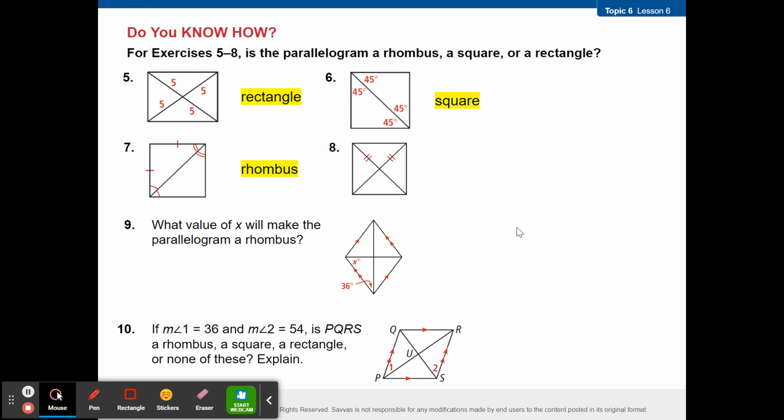How about 8? What are we thinking? Square? Rectangle. I said rectangle for 8. Here's what we do not have confirmation of for it to be a square. We do not have the side lengths. We do not have right angles here. We have no other confirmation. So the only thing we can go to is rectangle. If they had more information, maybe.